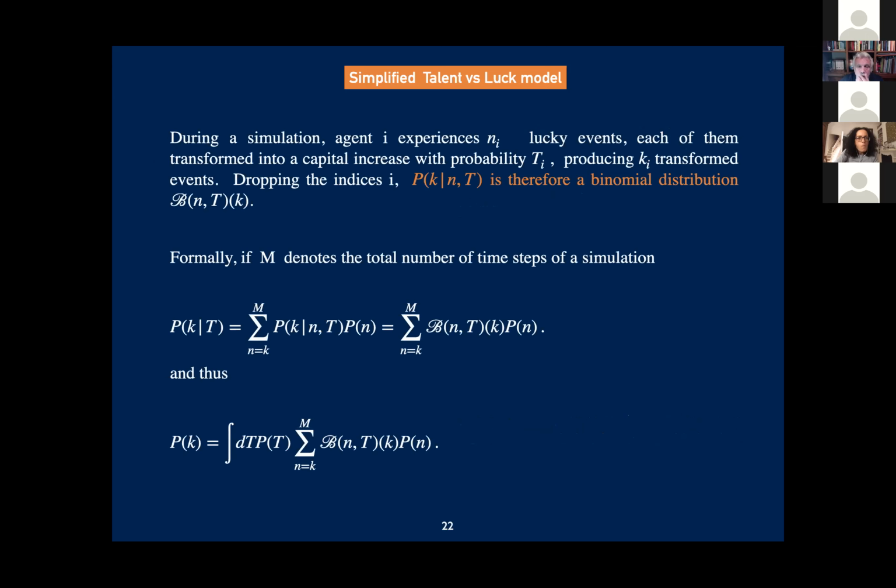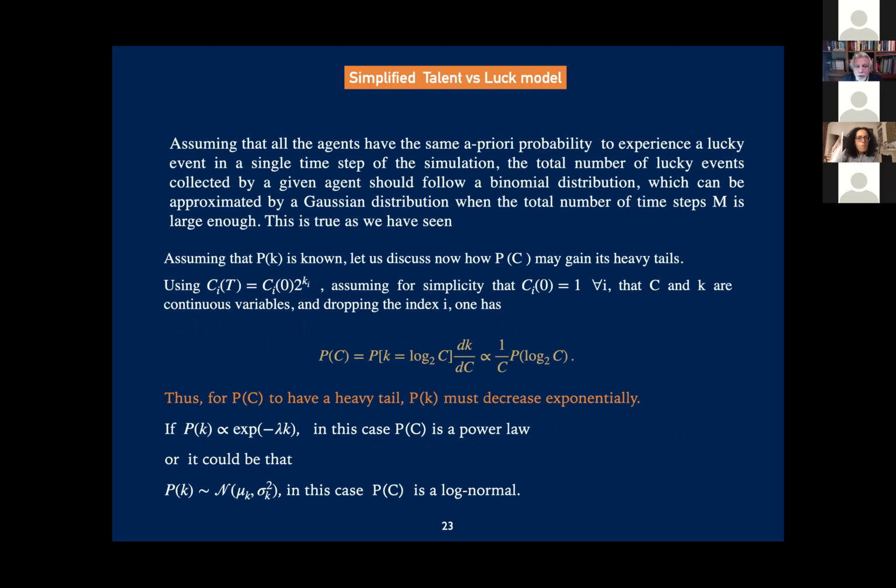Okay, so you can go into a more analytical treatment, and you can see that this probability PK(T) is a binomial distribution, which actually can be approximated by a Gaussian distribution, and this is more and more true as you increase the total number of time steps and the lucky events. So in the end, what you get is that this P(C) is given by 1 over C P(log 2C). And so in order to have a heavy tail, fat tails, you should have this PK decrease exponentially, and in this case, P(C) is a power law, or it should be a Gaussian, and in this case, P(C) is log normal, which, as we know, is not that different. I mean, it's difficult to distinguish from a power law.